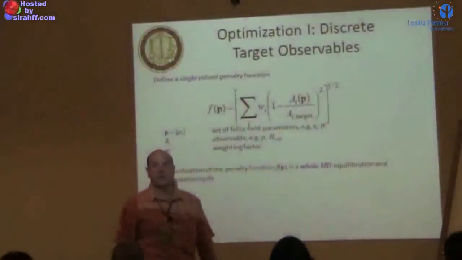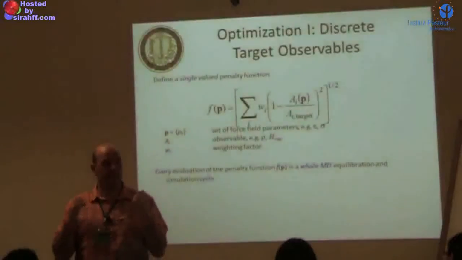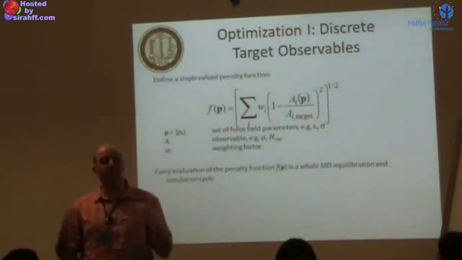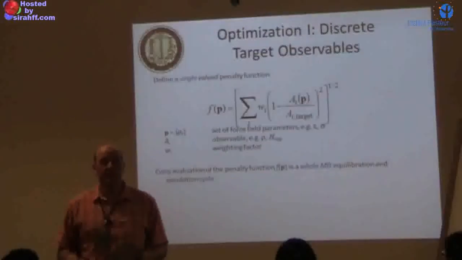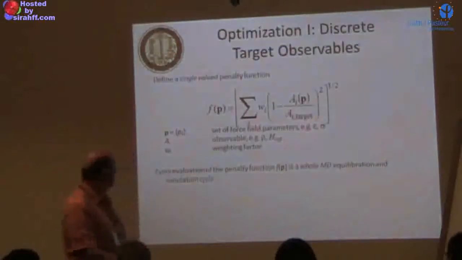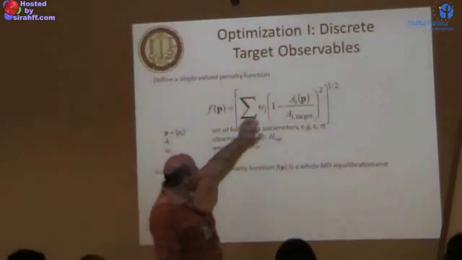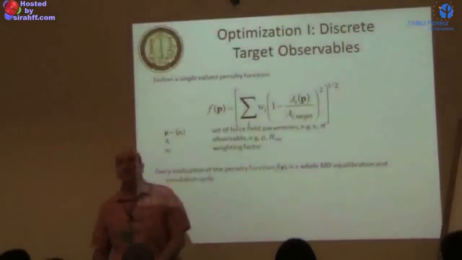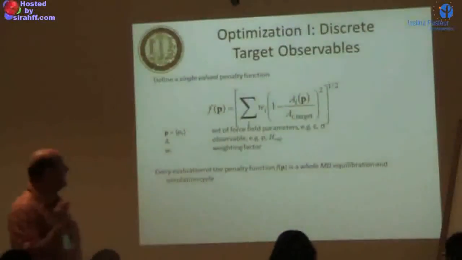If you optimize, you have to have one number. And this number is your perfect, everything higher is worse. So you have a positive semi-definite number. The typical penalty function, as a function of parameters, is typically the difference between your measured parameter and the target, maybe with a weighting function. Then you square it, you take the root of the whole function. That's if you have discrete observables.